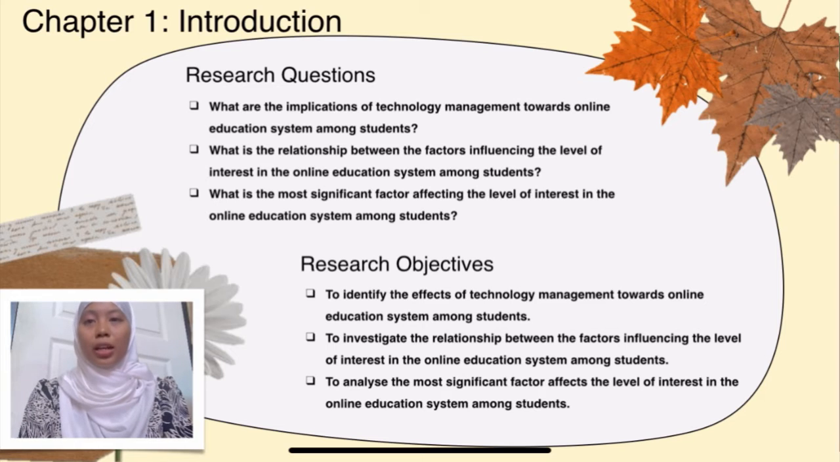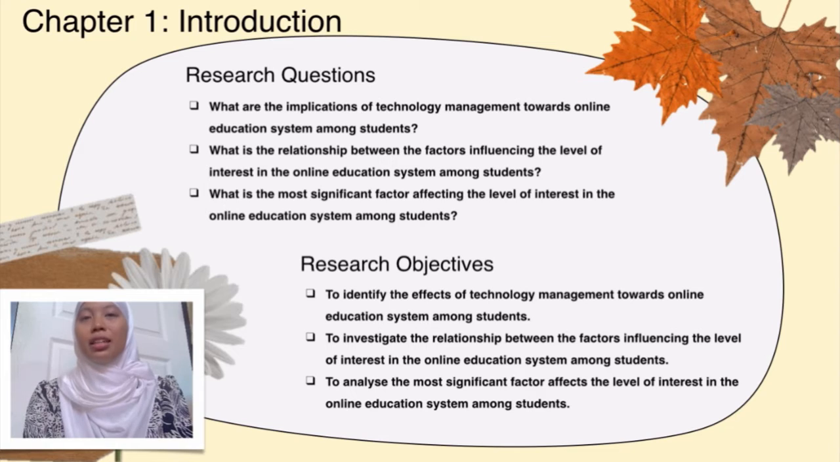Next, research question and research objective. There are 3 research questions, same as the research objectives. The first one was, what are the implications of technology management towards online education system among students? The second one, what is the relationship between the factors influencing the level of interest in the online education system among students? And the third one, what is the most significant factor affecting the level of interest in the online education system among students?